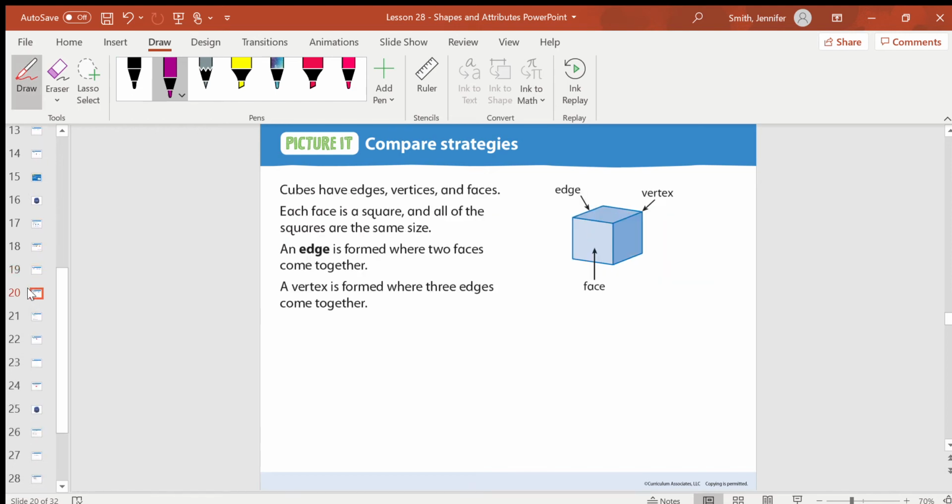Let's keep looking. Cubes also have edges, vertices, and faces. Each face is a square and all the squares are the same size. Here are the faces. An edge is formed where 2 faces come together. A vertex is formed when 3 edges come together, so it's almost like a corner on one of the flat shapes.